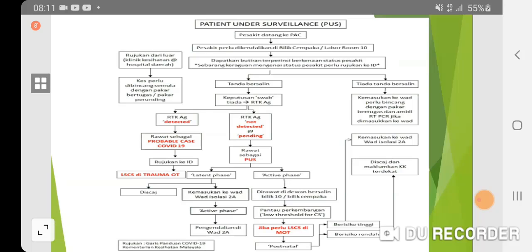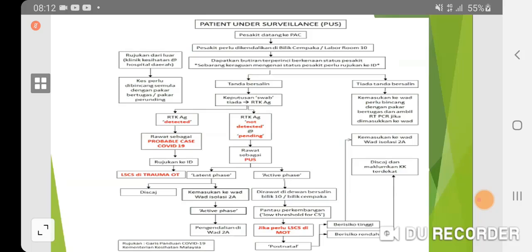If the patient has signs and symptoms of labor, whereas no swab has been taken, we should take the RTK antigen. If the RTK antigen is detected, we should treat the patient as a probable case of COVID-19. Then we need to refer the patient to the ID team. Meanwhile, we should take the PCR for this patient. If the PCR comes back negative, then this patient is no longer labeled as a probable case.